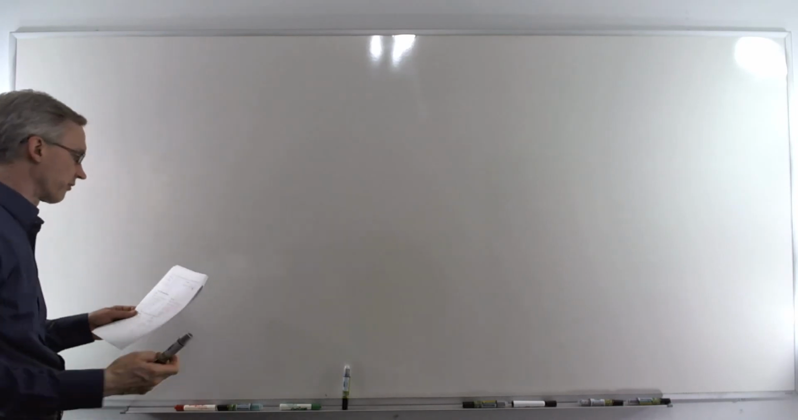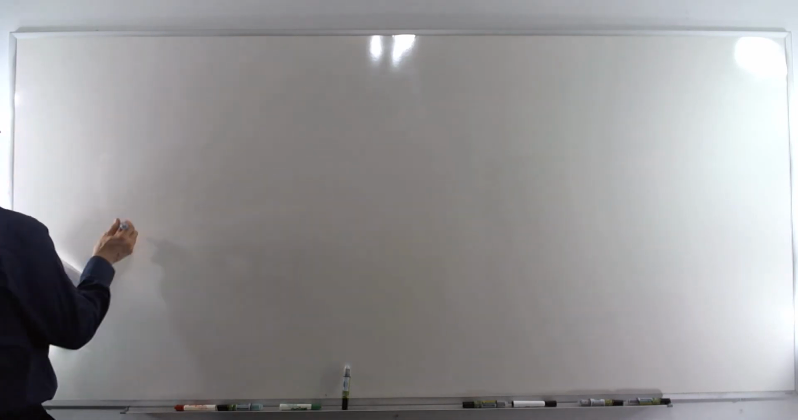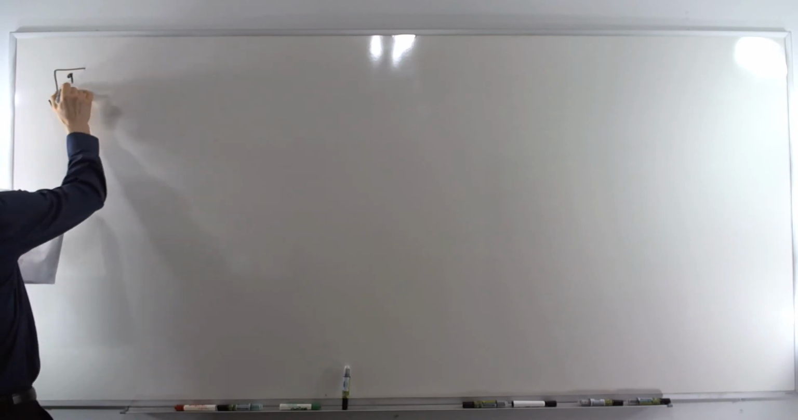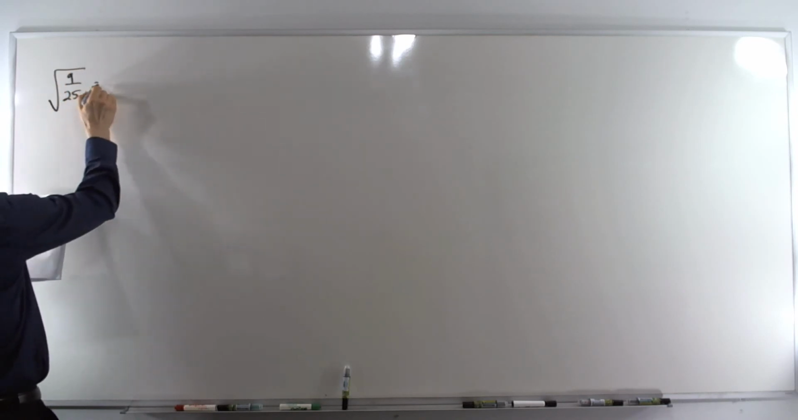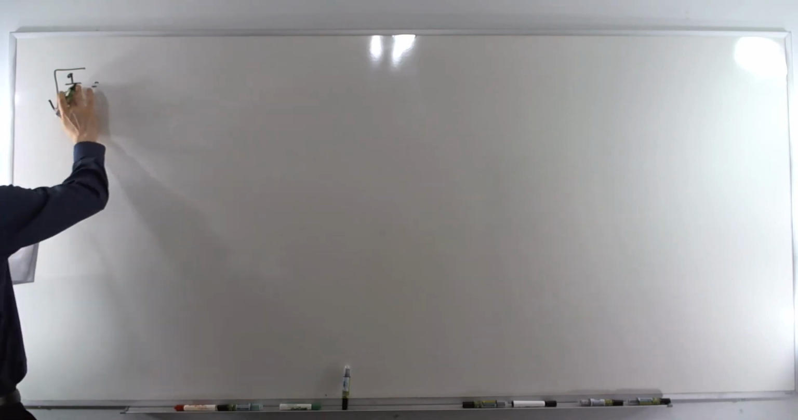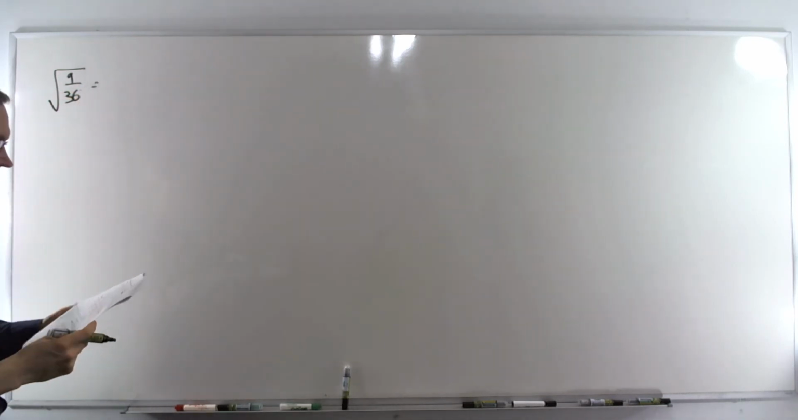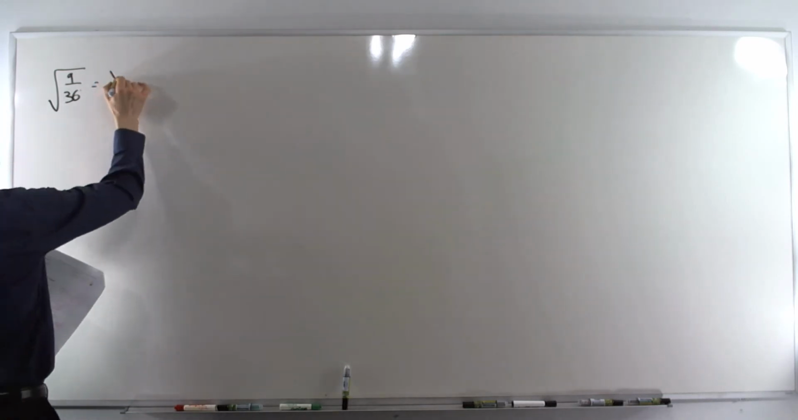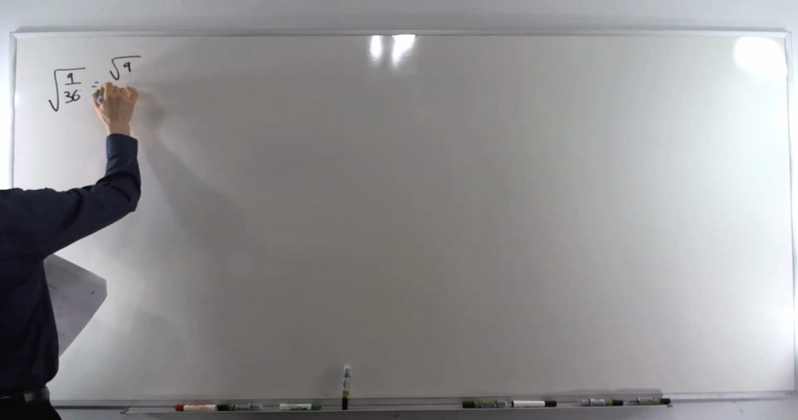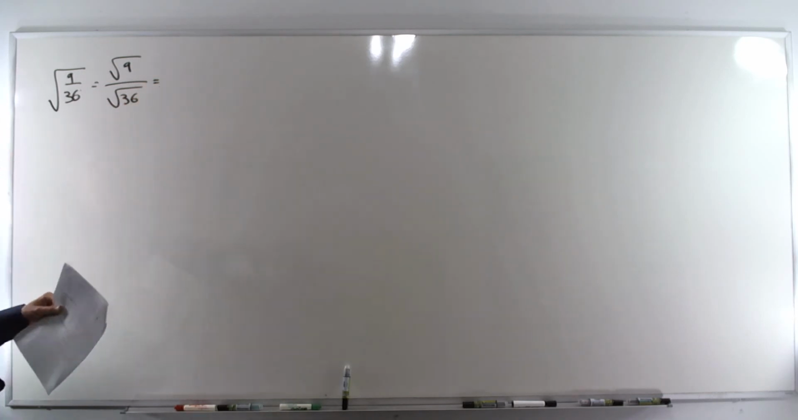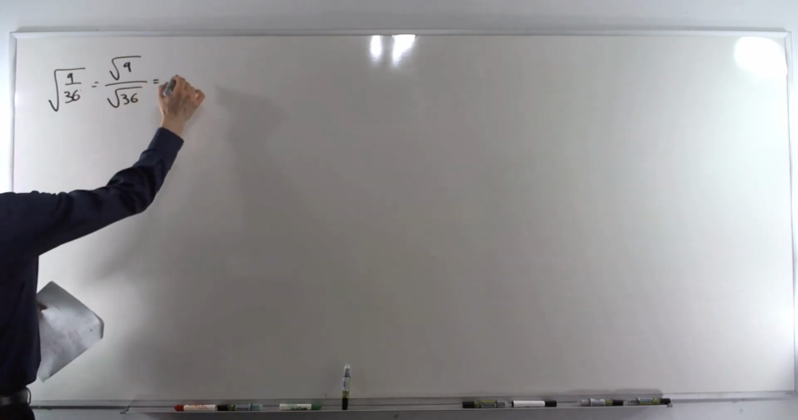Now if we want to take the square root of a fraction, we'll apply that square root to both the numerator and the denominator. So the square root of 9/36. The square root of 9 on top, square root of 36 on the bottom. And that gives us 3 on top.